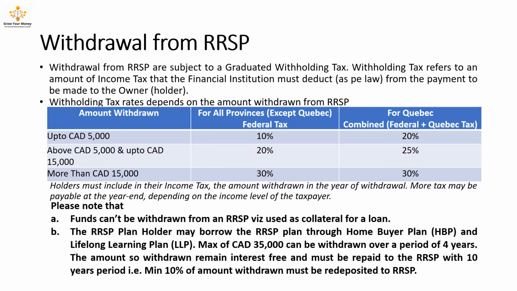Please note that funds cannot be withdrawn from an RRSP which is used as collateral for a loan. And the RRSP plan holder may borrow from the RRSP through the Home Buyers' Plan (HBP) and the Lifelong Learning Plan (LLP). A maximum of $35,000 can be withdrawn over a period of 4 years. The amounts so withdrawn remain interest free and must be repaid to the RRSP within a 10 year period, that is, a minimum of 10% of the amount so withdrawn must be redeposited to the RRSP.